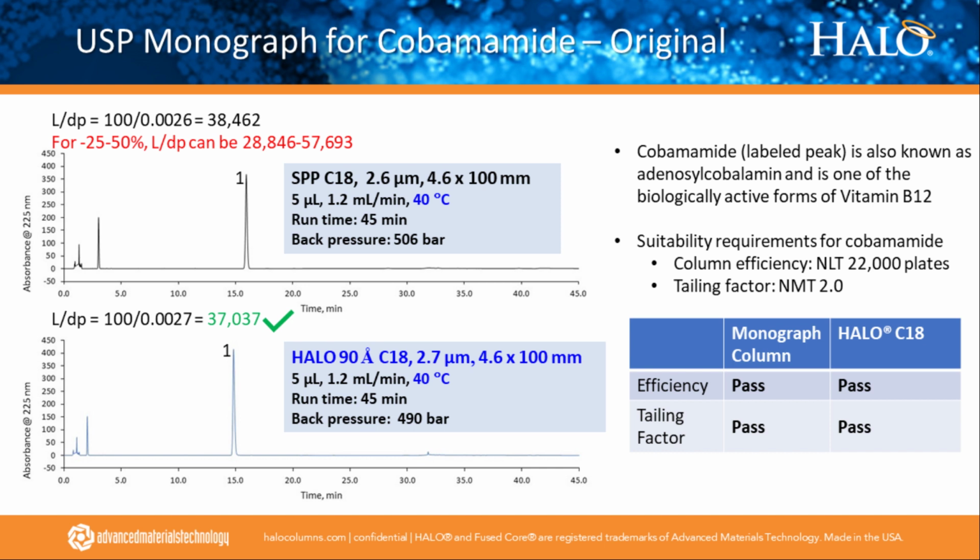And in this particular case, we just swapped in our 2.7 micron Halo column and used the same conditions. So we're meeting the L to DP ratio with 37,037, and the system suitability requirements, the column efficiency has to be no less than 22,000 plates, and the tailing factor has to be no more than 2. And for both the monograph column and the Halo column, both pass these criteria. So this example is really meant to show if you perhaps couldn't get the original monograph column, you could easily substitute a Halo column and still meet the system suitability requirements.